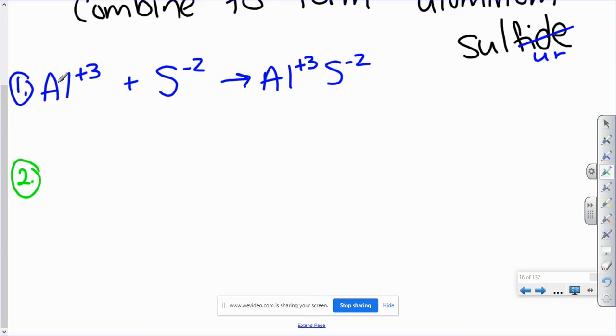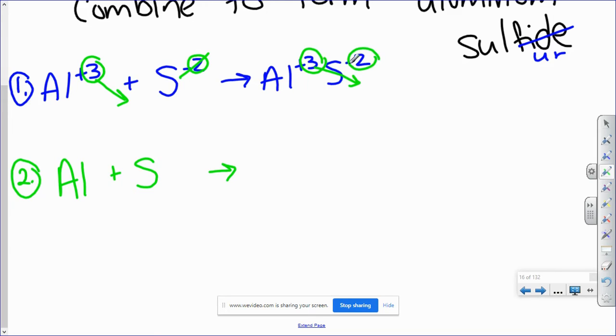Swapping and dropping. Al is by itself. There's no one for this 3 to swap with. These are separated by a plus sign, so they can't cross it. So this will just be Al. Again, this S doesn't have anyone to switch with, so it goes away. Okay. This 3 will come over here. This 2 will go over there. And so this will be Al2S3.